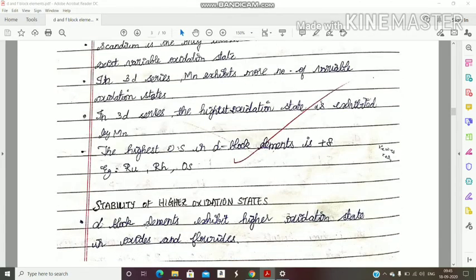Next topic, stability of higher oxidation states.